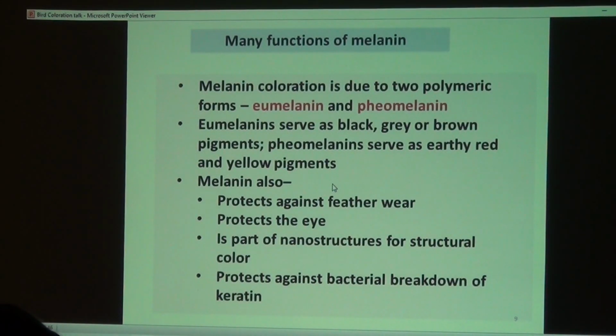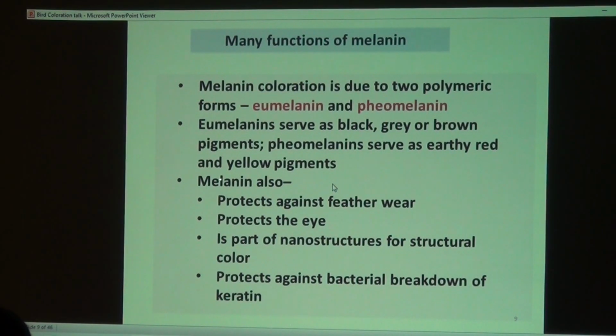Now going on to melanin. Melanin has many functions, and it functions in ways beyond just being a pigment, a pigmentary black color. When we say melanin, we're really talking about polymers of melanin, which are eumelanin and pheomelanin. The eumelanins serve as black, gray, or brown pigments, and the pheomelanins are earthy red and yellow pigments, and they're often found in combination.